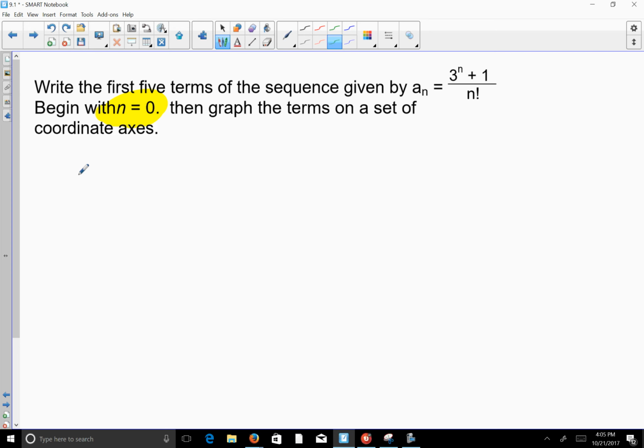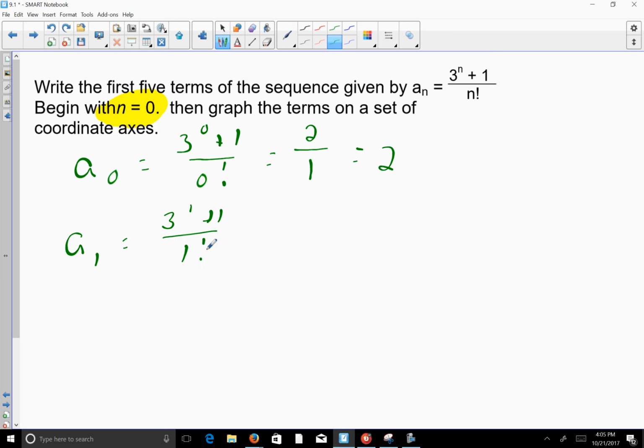So I'm saying a sub 0 is equal to 3 raised to the 0 power plus 1 over 0 factorial. Any number raised to the 0 power is 1, so my numerator is going to be 2. 0 factorial, remember, is defined as 1. So that first term is 2. Then when I put in 1, I'm going to have 3 to the first plus 1 over 1 factorial, and I end up with 4 over 1, which will just be 4.